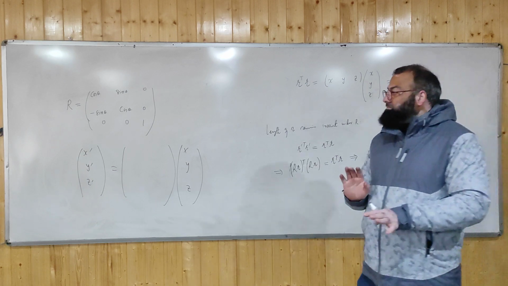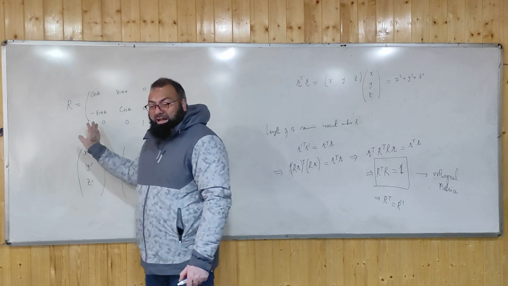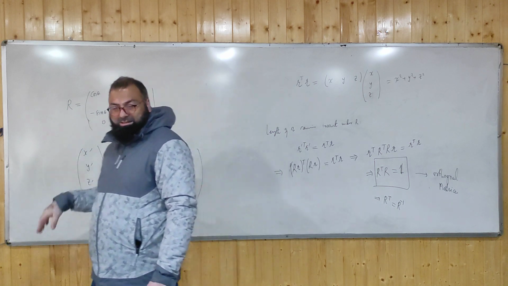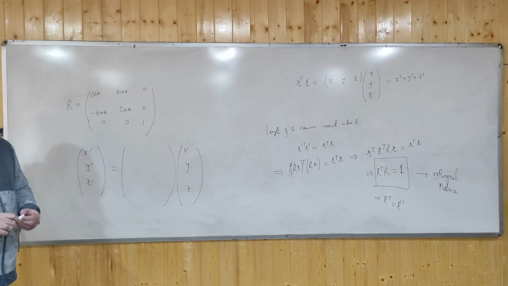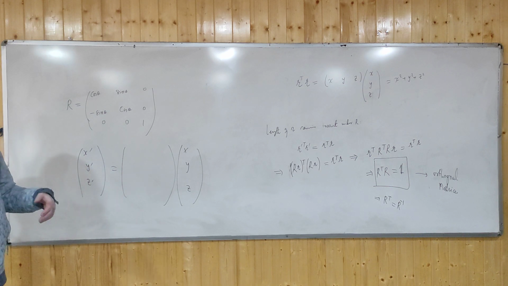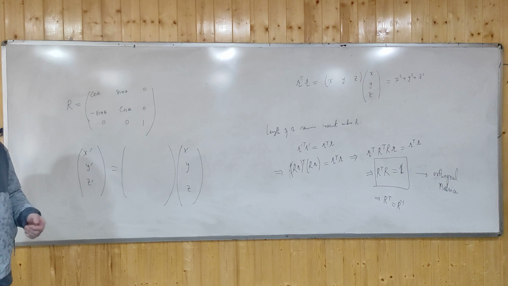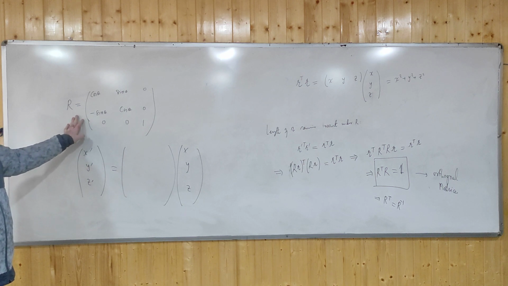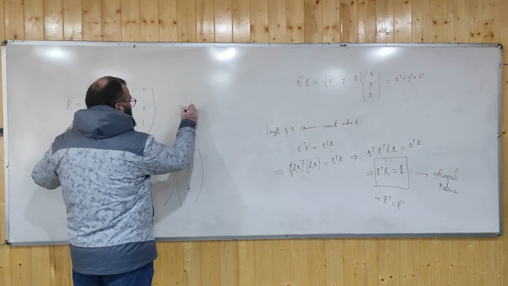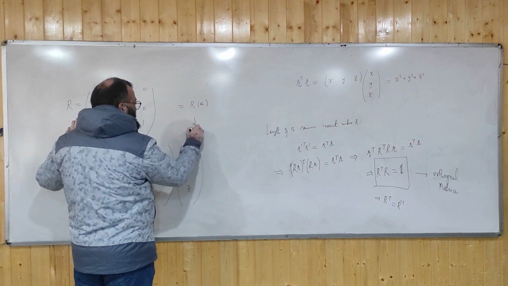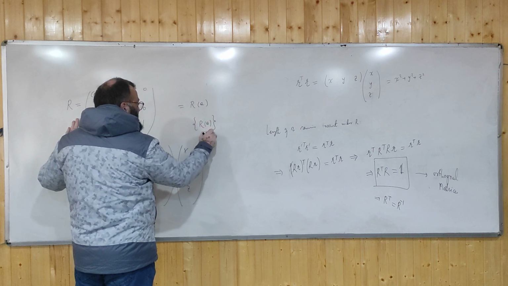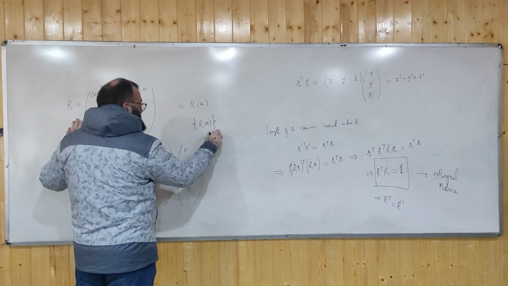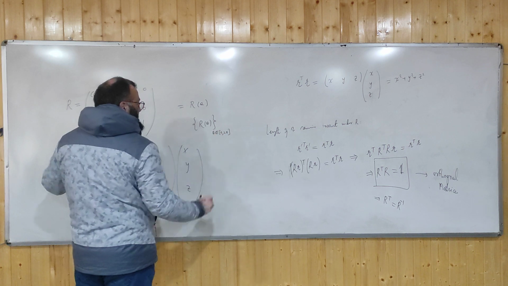So how many elements of R can I have? How many numbers are there from 0 to 2 pi? Infinite numbers. So let's take the set of R. I will call this R of theta. Let's take this set R of theta, and theta belongs to 0 to 2 pi.